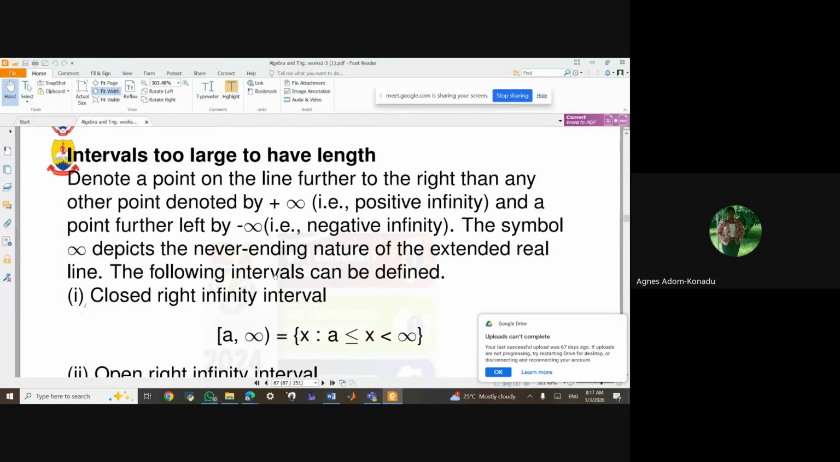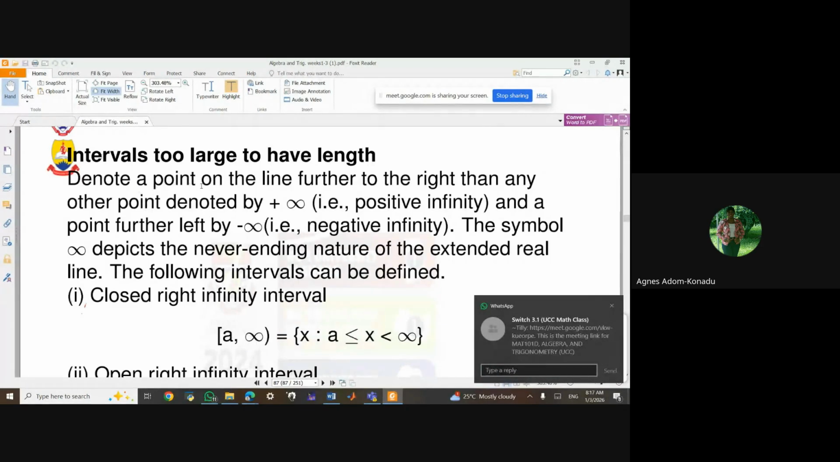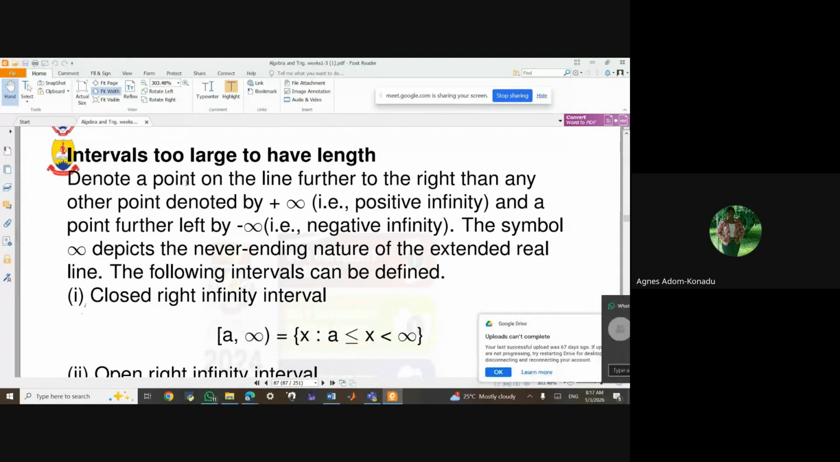So it says that we denote a number on the number line further to the right than any other number by positive infinity. And a point further left, we call it negative infinity. Now the symbol infinity depicts the never-ending nature of the extended real line.